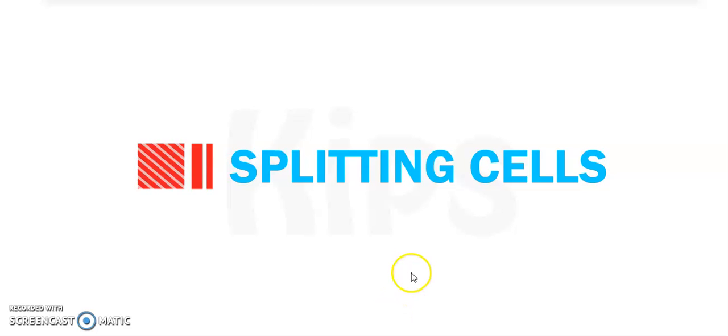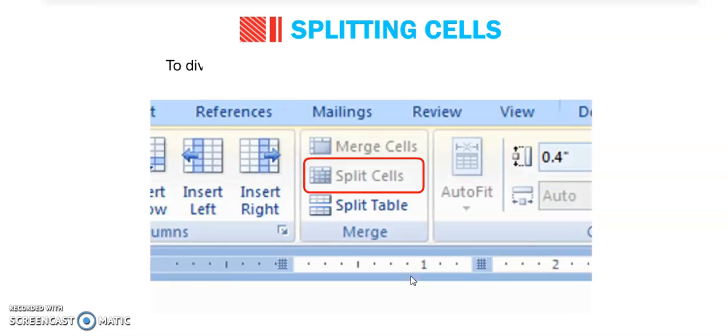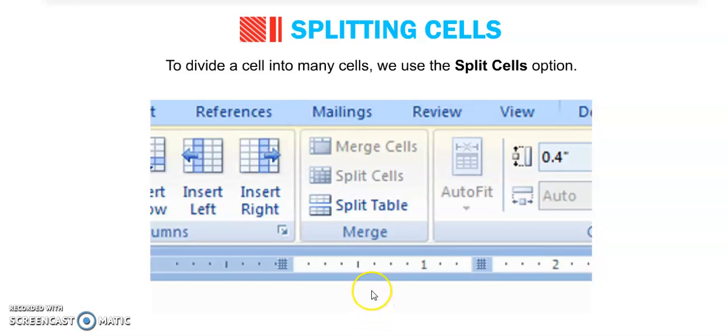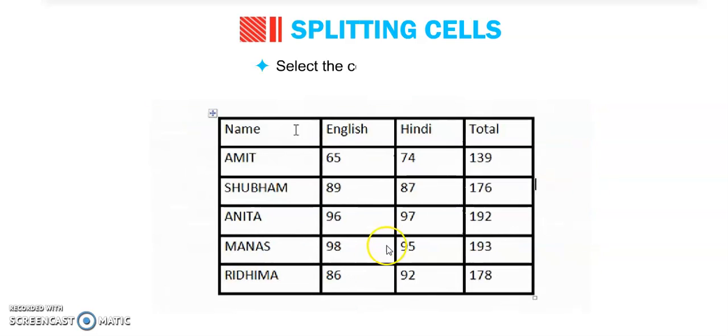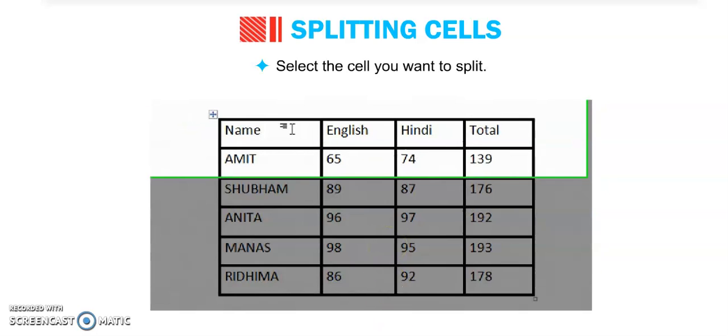The new topic is splitting cells. In MS Word, after making the table, how can we split cells? Splitting means to divide a cell into many cells. Use the split cell option. For this, you have to select the cell that you want to split.